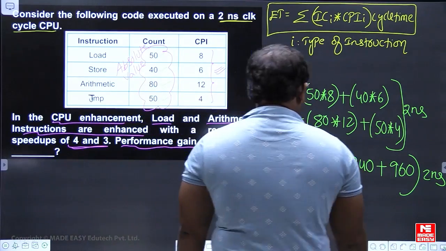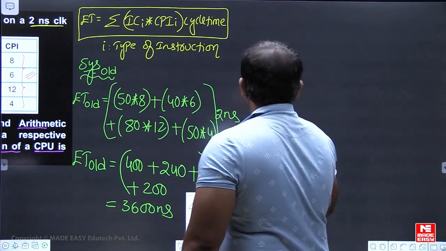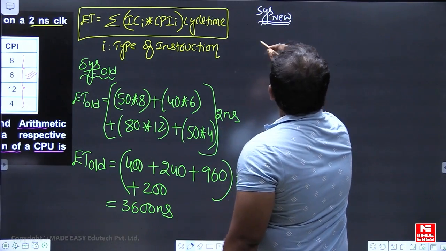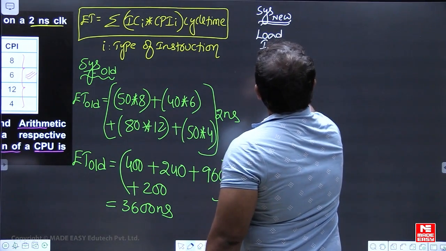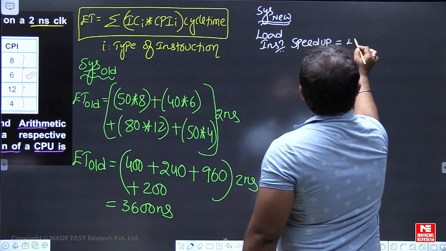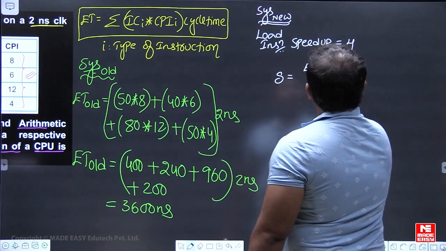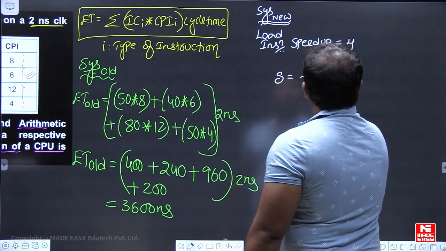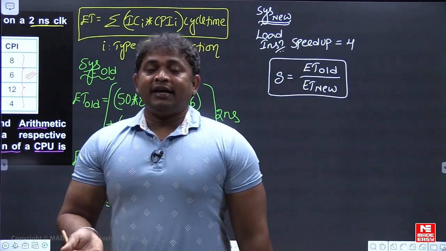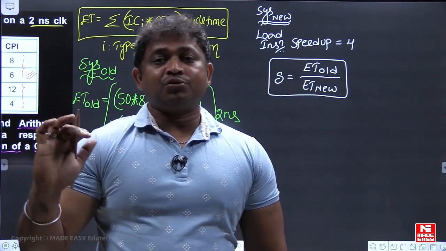Okay, now come to the new system. In the new system, load instructions are enhanced. Load instructions speed up is equal to 4. Then what is the formula? Speed up S is equal to execution time of old upon execution time of new. This is the speed up formula. How much performance is improved after the enhancement? S is the performance gain.